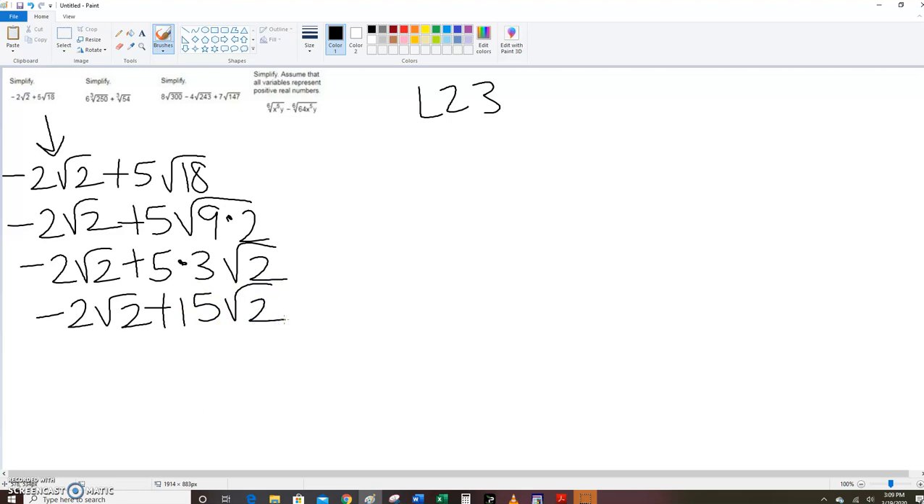Now, if you have the same radical, you can combine these together like terms, like combining x's. So 15 minus 2 is 13 on the square root of 2. It's like saying if you have 15 root 2's and I take away 2 of them, then you'll have 13 square root of 2's left.